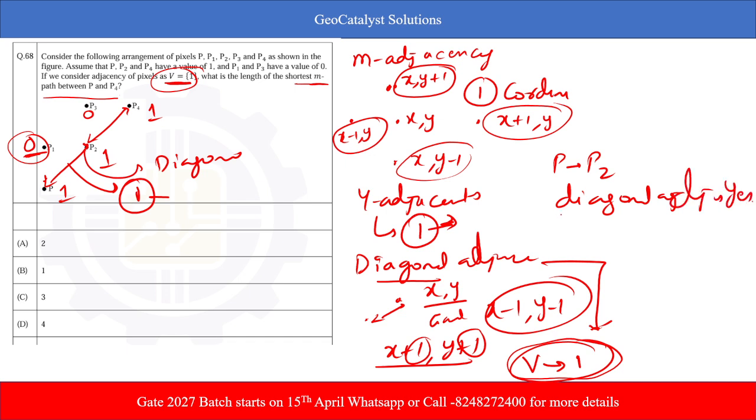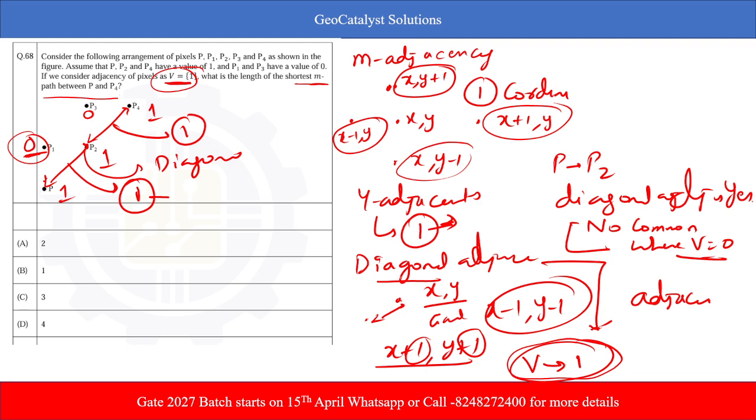Yes, okay. Then there is no common where v equal to 0. Means v is not an option. Okay, so here one, this also, and then for next, like p2 to p4. So p2 to p4 also, if we are looking, it is also adjacent. So path length becomes 2.